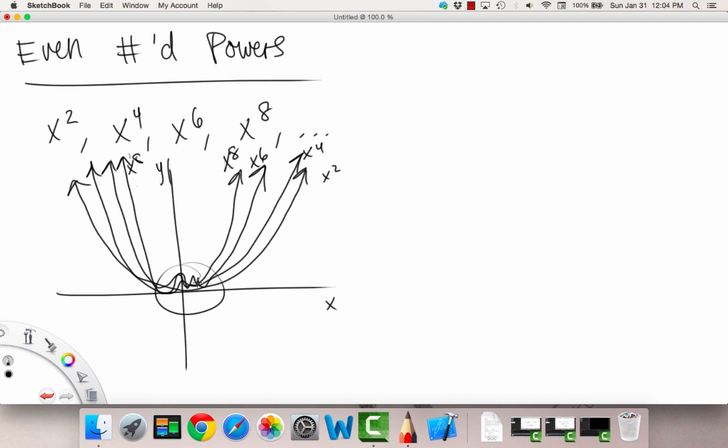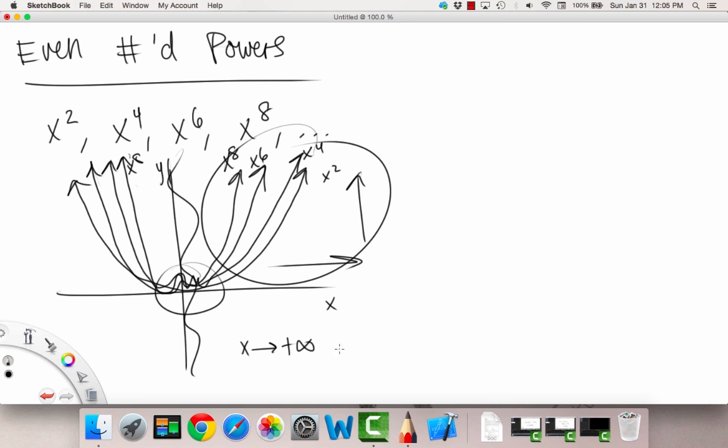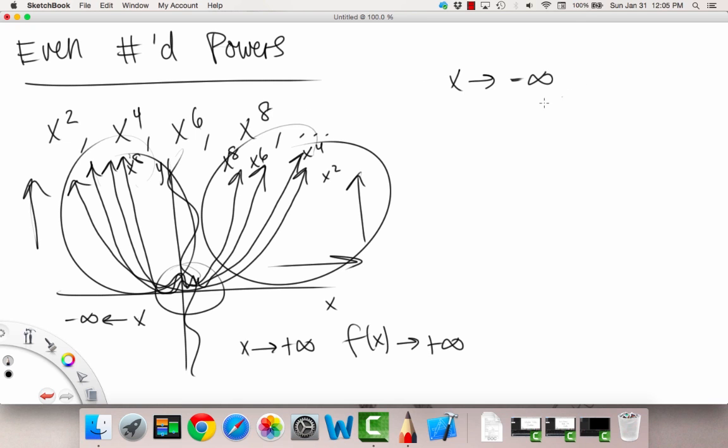Ignoring what's going on in the middle by the origin, in the long run we see that as x goes to positive infinity, which means that way, our function is going up to infinity. We're just looking at the right-hand side at this point. So as x goes to positive infinity, our function goes to positive infinity as well. Now as x goes to negative infinity, we see that our function value is also going all the way up to positive infinity. So f of x goes to positive infinity.